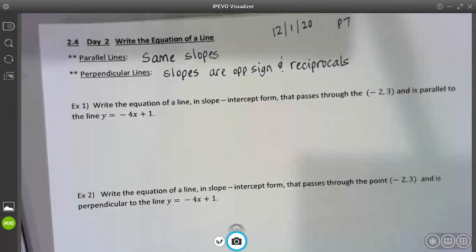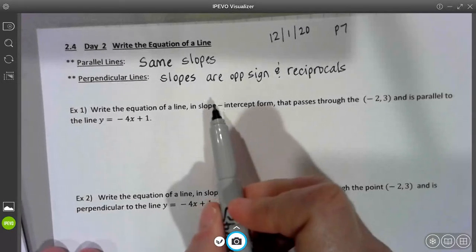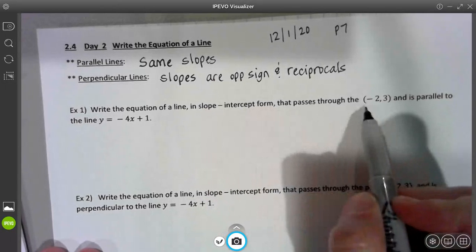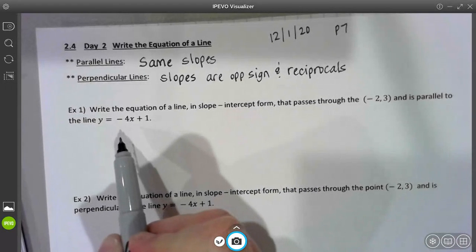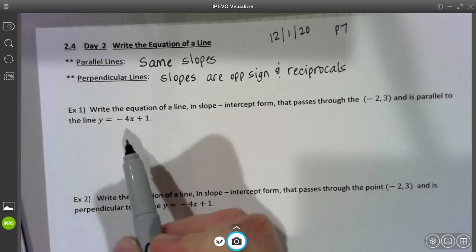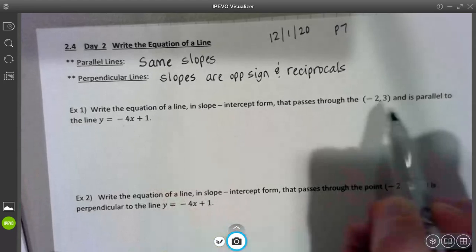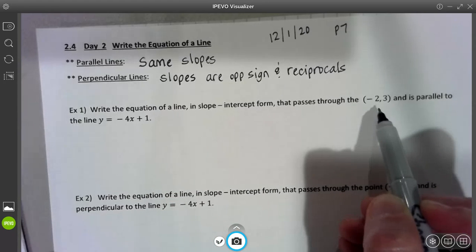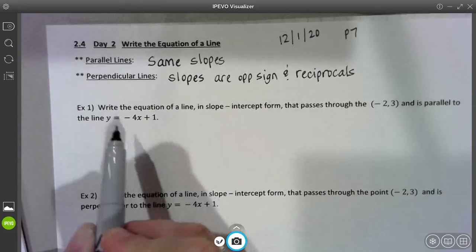All right, example number 1. Write the equation of a line in slope-intercept form that passes through the point -2, 3, and it's parallel to the line y equals -4x plus 1. So again, we hope for slope and we hope for y-intercept. It doesn't look like they've told us any of them flat out. That is definitely not the y-intercept because the x-coordinate is not 0. This doesn't say what my slope is, but guys, look at this line.